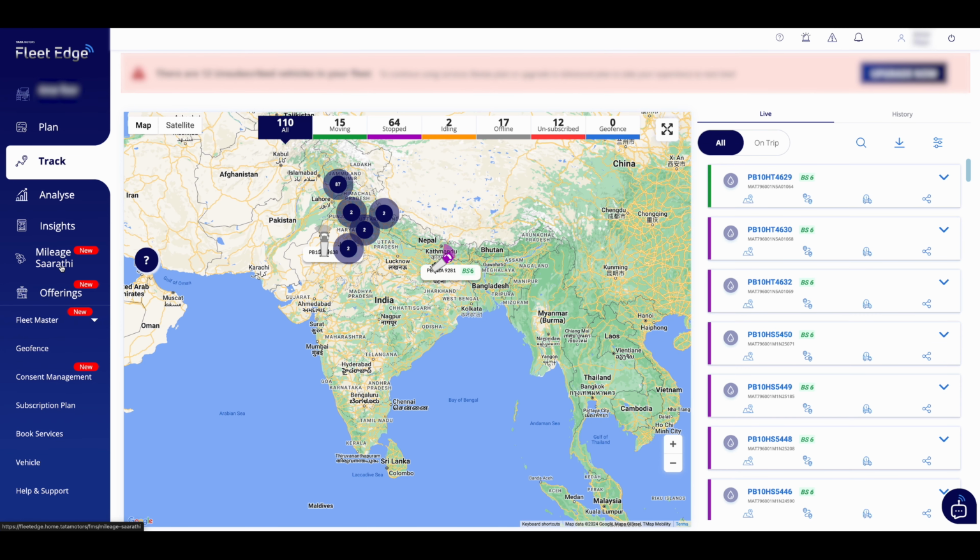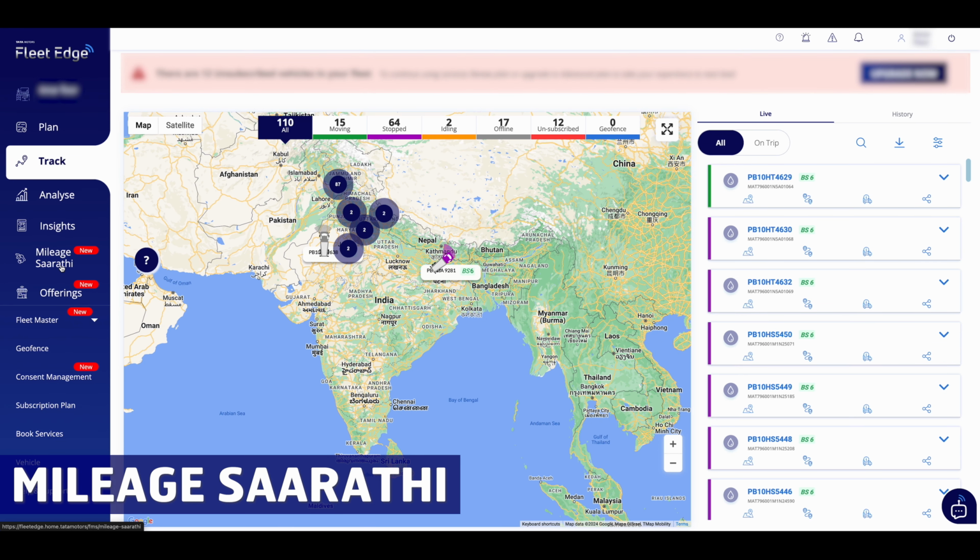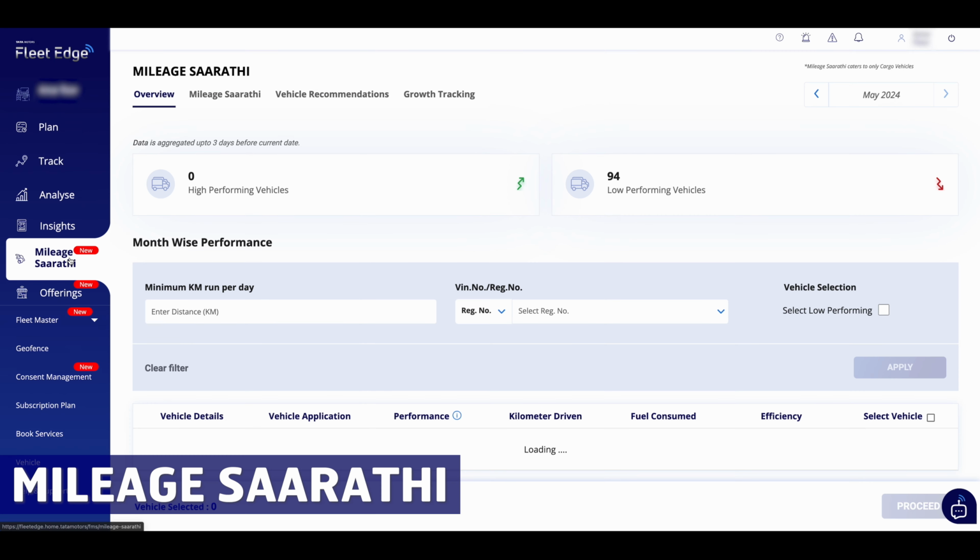Today's video introduces Saarathi, a new addition to Tata Fleet Management. This isn't just another app. It's India's first patented platform leveraging machine learning for precise analysis of your fleet's data. Saarathi goes beyond basic data. It incorporates industry benchmarks for application-wise, model type, route type, and terrain, all while considering your specific vehicle types.